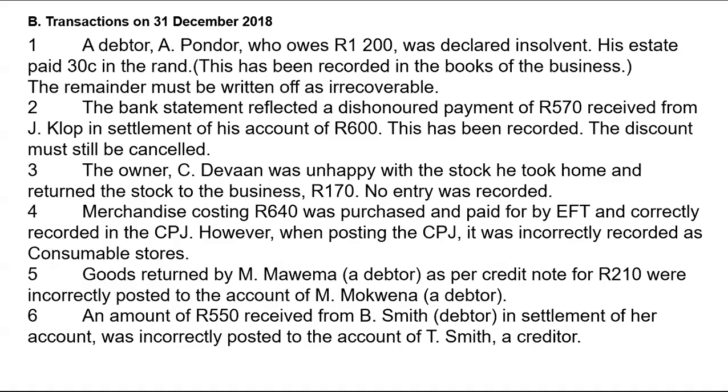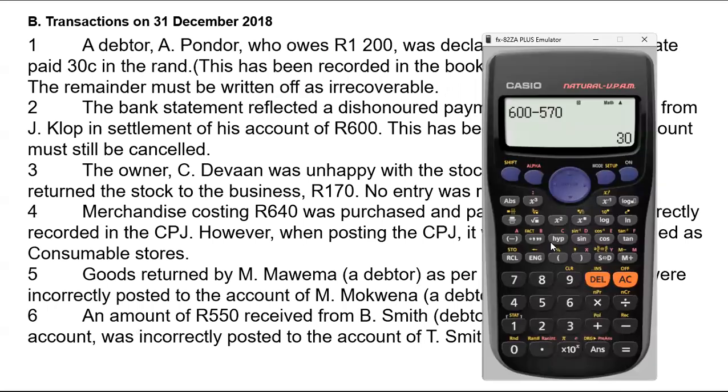The first transaction says that a debtor, A. Pando, who owes 1,200, was declared insolvent. His estate paid 30 cents in the rand. This has been recorded in the books of the business. It basically was recorded in the CRJ. Now, what is 30 cents? 30 cents is the same as 30%. You will simply take that 1,200 times 30%. And this will give you 360. This 360 was recorded in the CRJ.